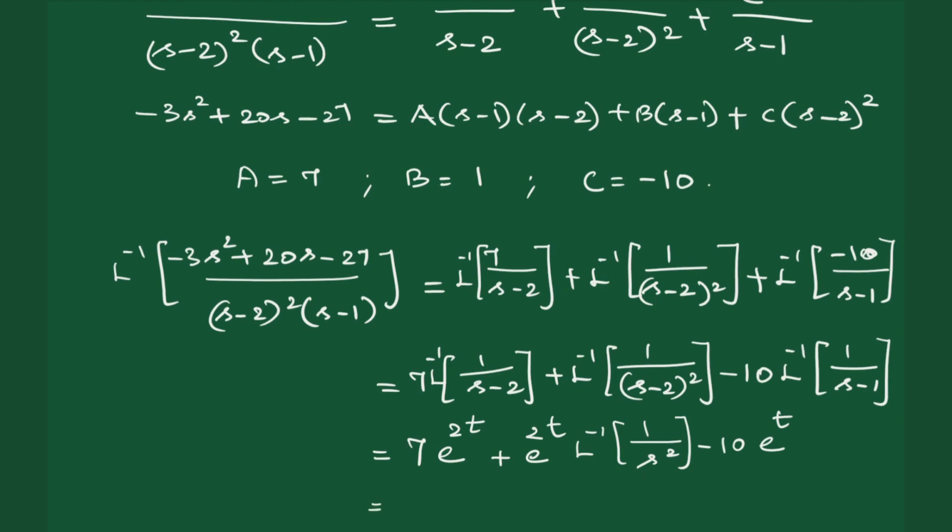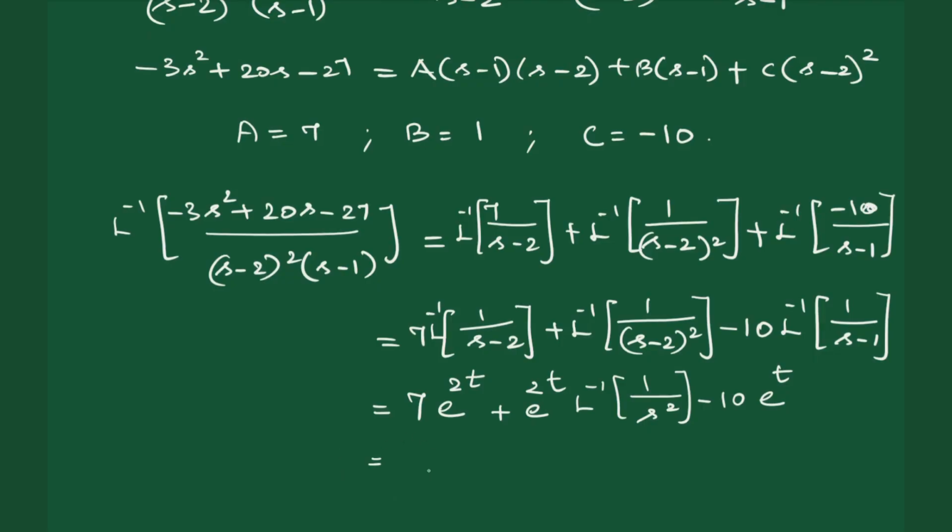So finally the answer is 7 e to the power 2t plus t into e to the power 2t minus 10 into e to the power t. So finally this is the solution to the differential equation, and this is y of t. So finally this is the required solution to the differential equation.